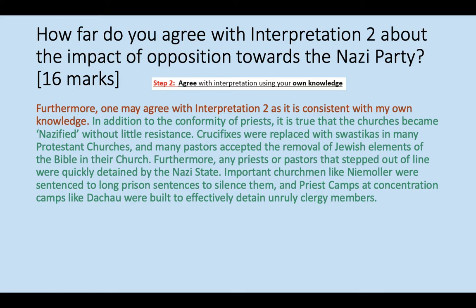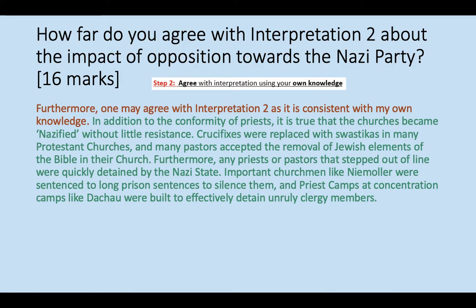Notice there how I've put in 2 bits of evidence, and I've linked it with that connective of furthermore. It's really important in these long essays that you are using multiple bits of evidence to back up your points, because it makes your argument stronger.